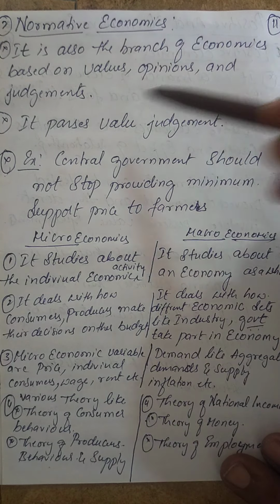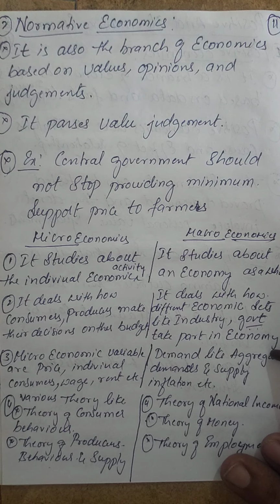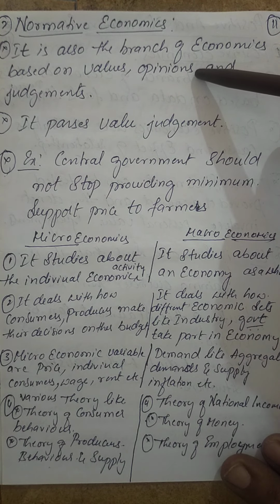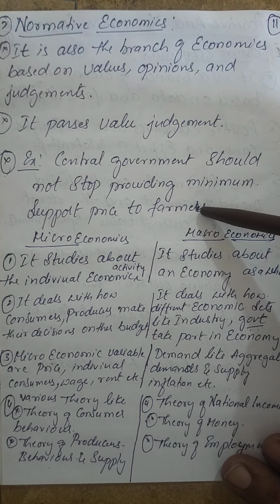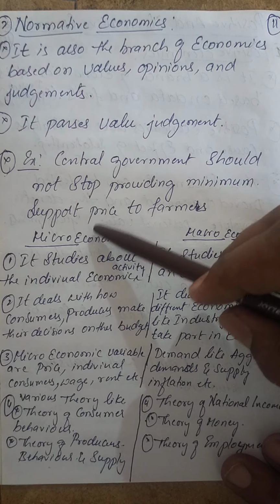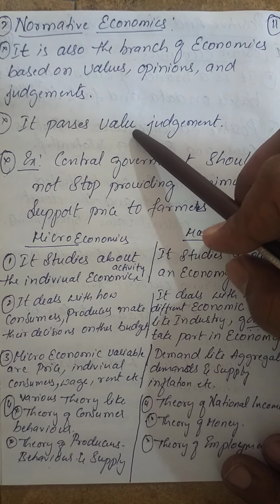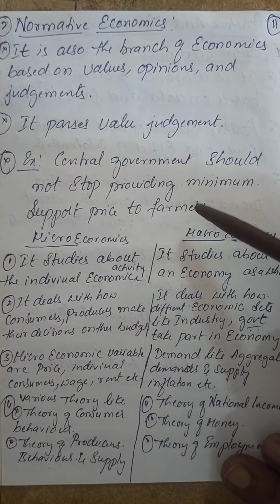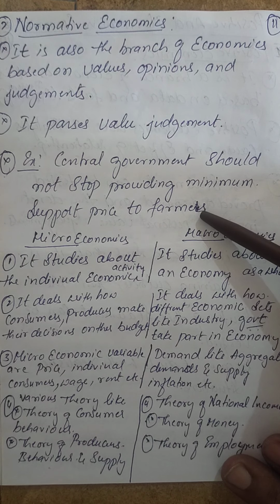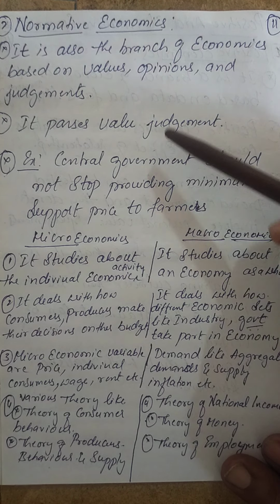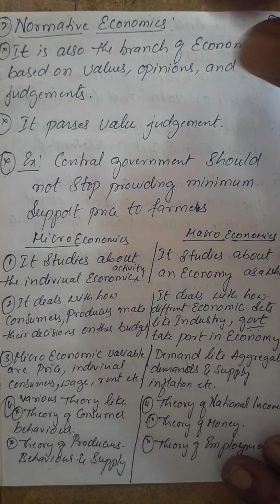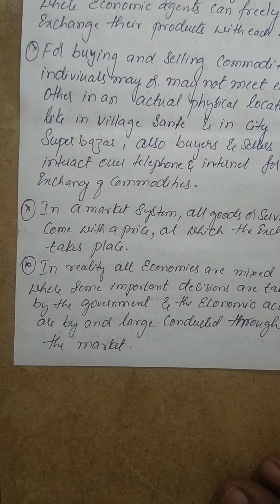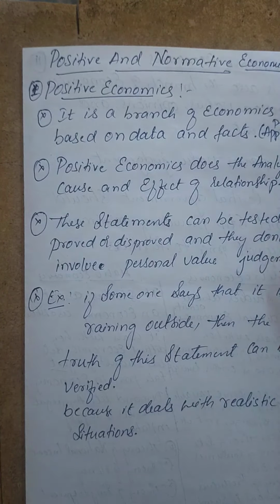Based on that, the judgment takes place. Okay, so the definition is very clear. Values, opinions, and based on that the judgment will arise. And the second point, it passes the value judgment, meaning whatever opinion is given by the government is valid. That is what the judgment says. This is normative economics. If you take positive economics, what is positive economics?